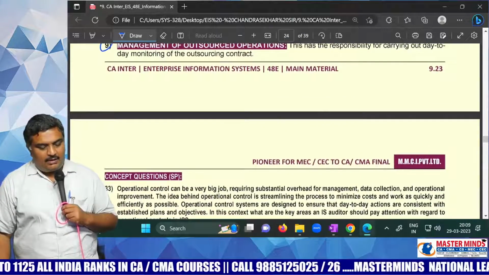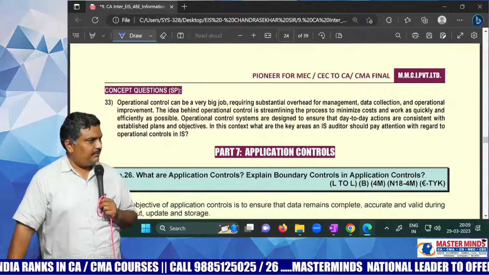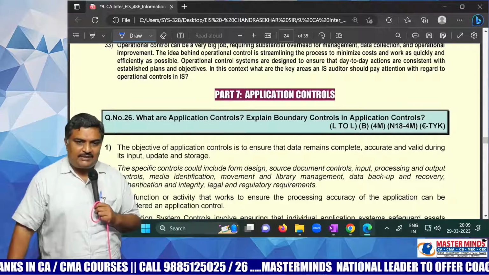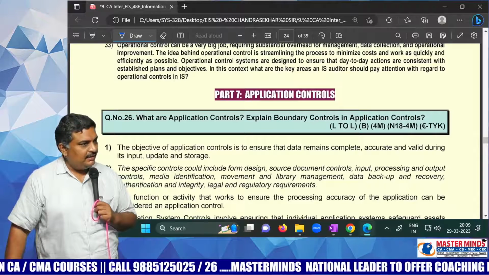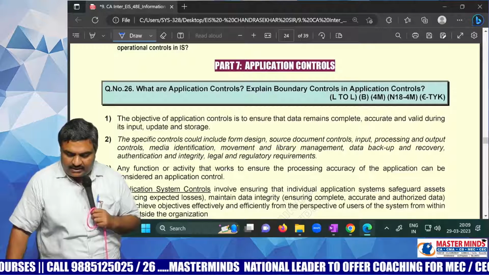Management of outsourced operations. See, I'll give some operations to outsource, like maintenance of batteries, maintenance of UPS, all these things. Now I need to check whether they are coming on time or not and doing the work or not.